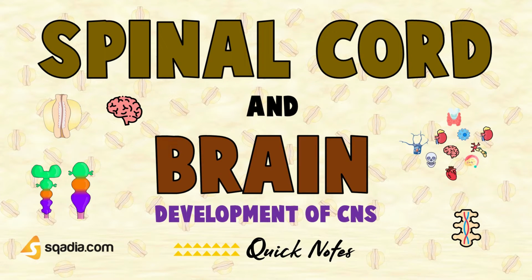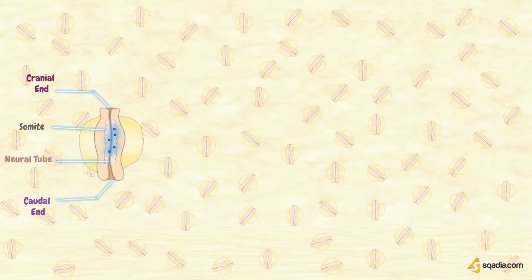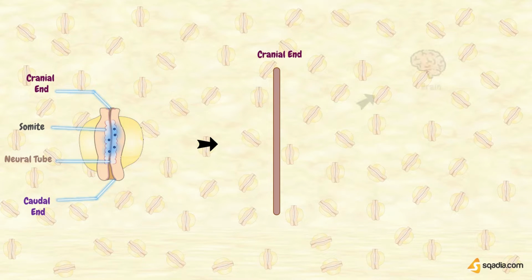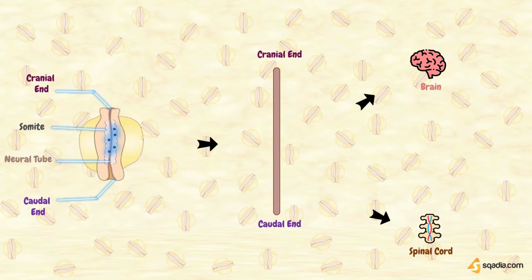In this video, we will talk about the spinal cord and brain, as we have discussed the development of the central nervous system. From neurulation, the central nervous system continues to develop as the cranial end of the neural tube dilates and folds to form spaces that will become the brain. The remainder of the neural tube, caudal to the first four somites, will become the spinal cord.